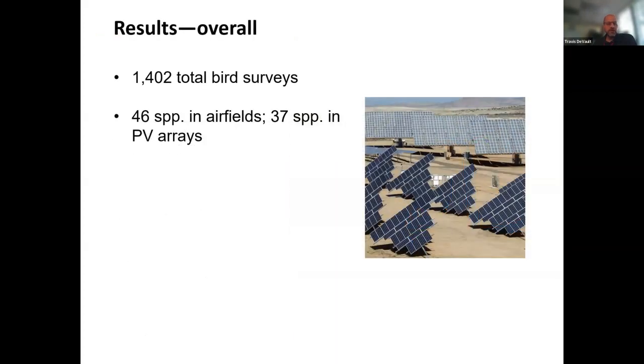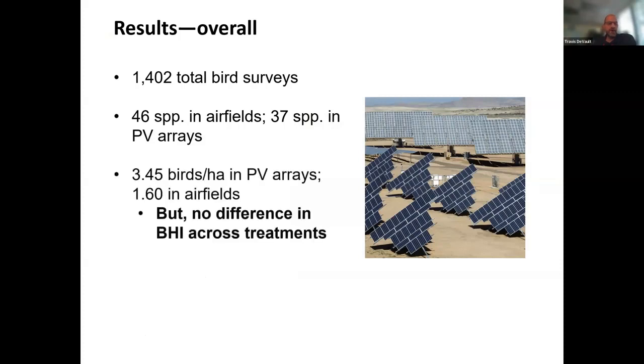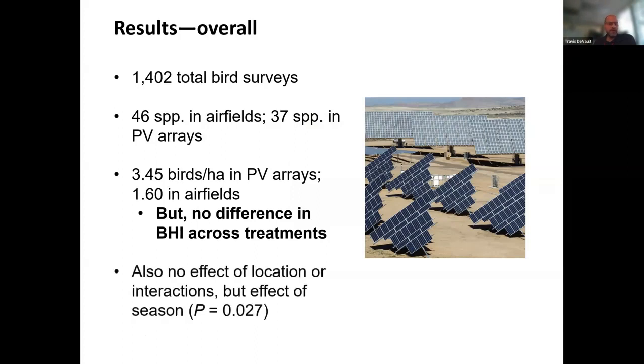So in terms of results, we did over 1,400 surveys overall. We found 46 species of birds in the airfield compared to 37 in the photovoltaic arrays. Now, even though we found over twice the number of individual birds in the solar arrays, we found no difference in that bird hazard index across treatments. There was also no effect of location or any interactions, but we did see an effect of season, and I'm going to show you that now.